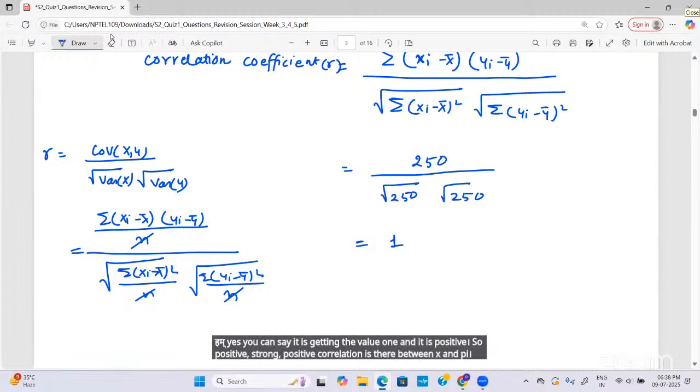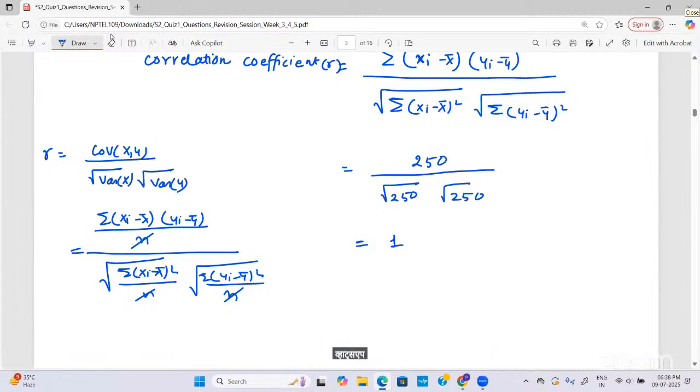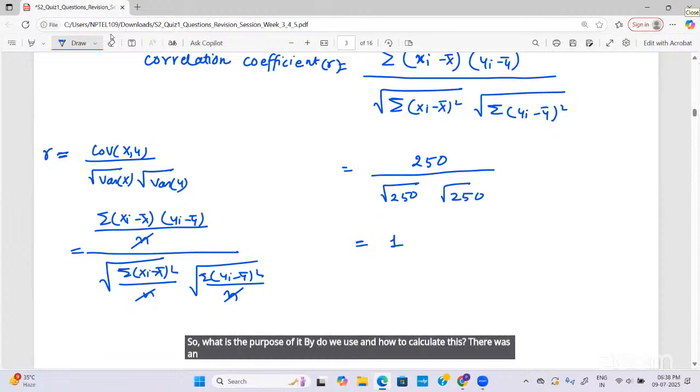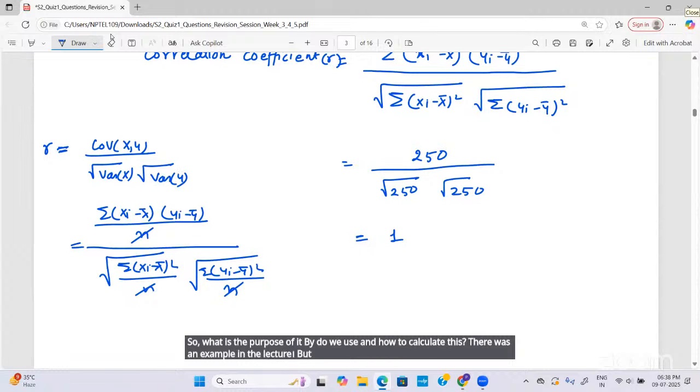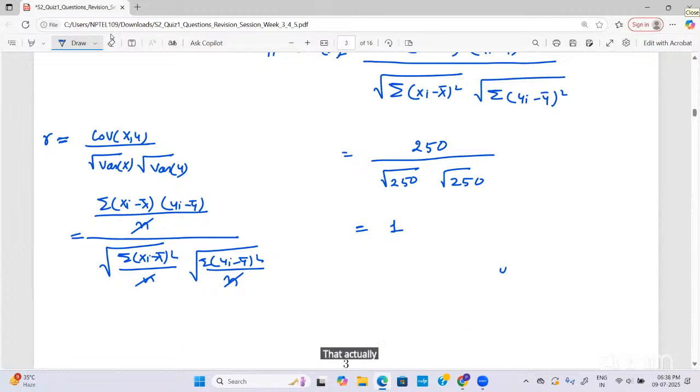Okay. And what is the significance of capital R square? Goodness of fit line. So what is the purpose of it? Why do we use it and how to calculate this? There was an example in the lecture, but I don't know how to calculate it or what to know about it. It actually gives you the relation for the y equals mx plus c line. For that we use it.